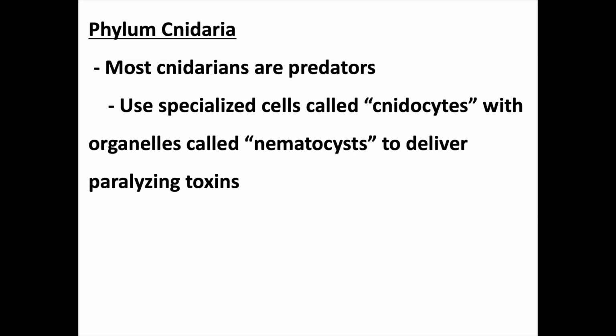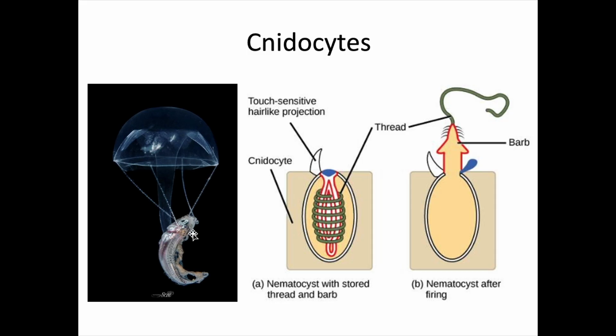Another thing to note about cnidarians is that most of them are predators. Here's one grabbing a fish. In order to do their predator thing, they have a specialized type of cell called a cnidocyte. And within that cell, there is a specialized organelle called a nematocyst. There's a touch-sensitive mechanism here that can release these. And again, this is a cell, so this is microscopic. This is very small. Release this barb that delivers paralyzing toxins. So that's how they're able to grab the prey.